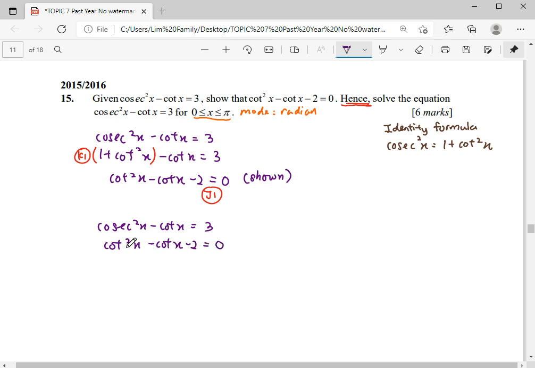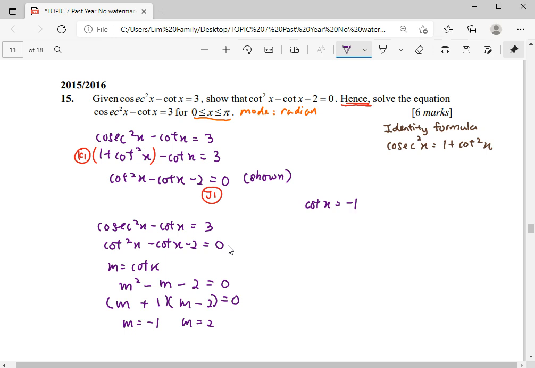After we express it in the cotangent equation, you will notice that it is in quadratic form. If you cannot see this clearly, we can let m be cotangent. Then you can see this is m squared minus m minus 2 equals 0. So we can solve it to find our values. For the quadratic, we have to factorize. It becomes m minus 2 times m plus 1, so m equals negative 1 and m equals 2. This means cotangent x equals negative 1, and another answer, cotangent x equals 2.